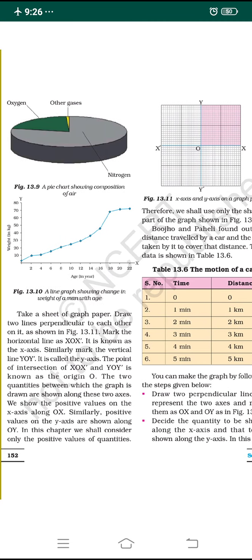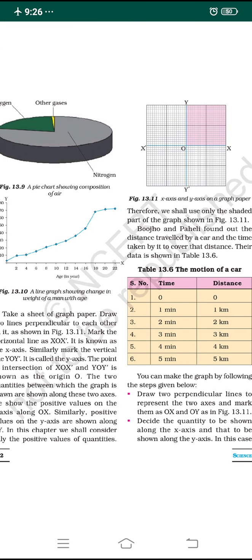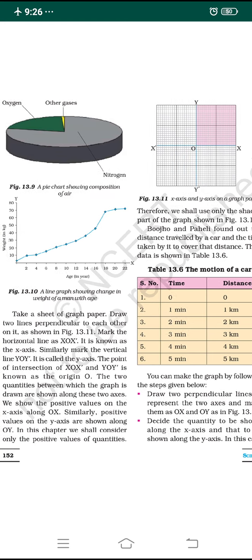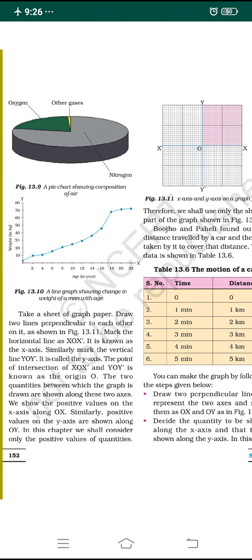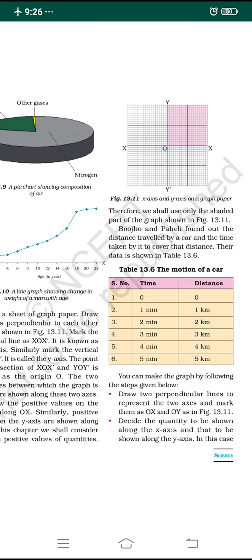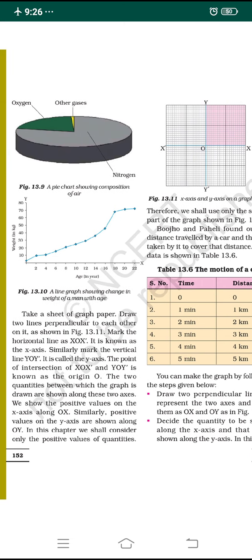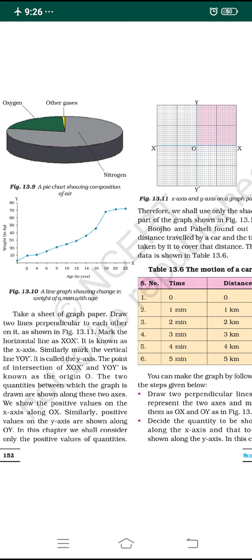Mark the horizontal line as XOX dash, you can see here XOX dash. And the vertical line as YOY dash. The point where they meet is known as the origin, O. So that O is known as the origin.